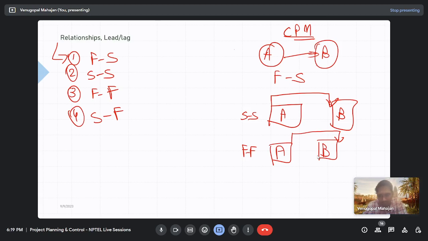Like exam result. After the exam, okay. Can you please elaborate? After giving the exam, then only there is a possibility of publishing of the result. But don't you think that is a finish to start relationship? Oh, finish to start. Yes.